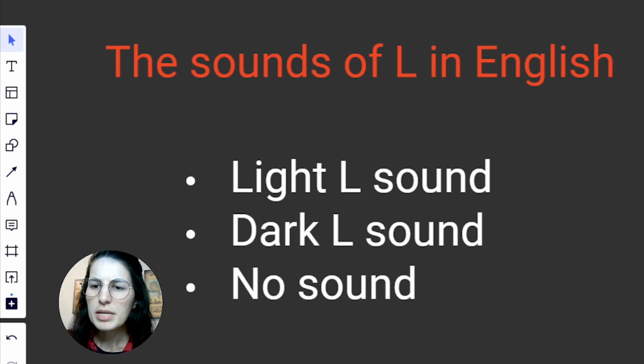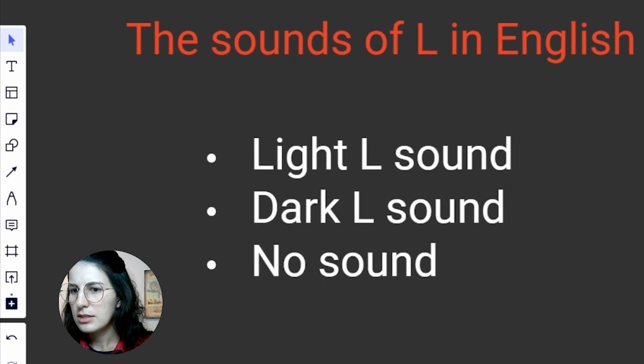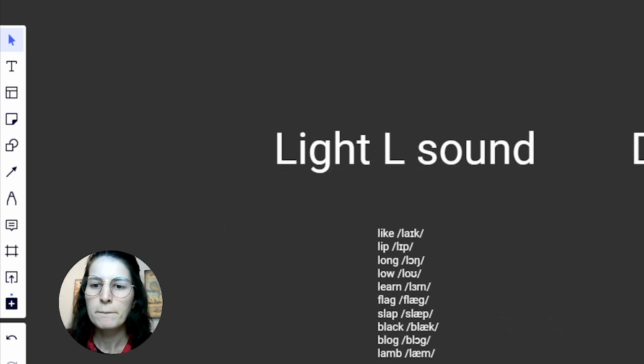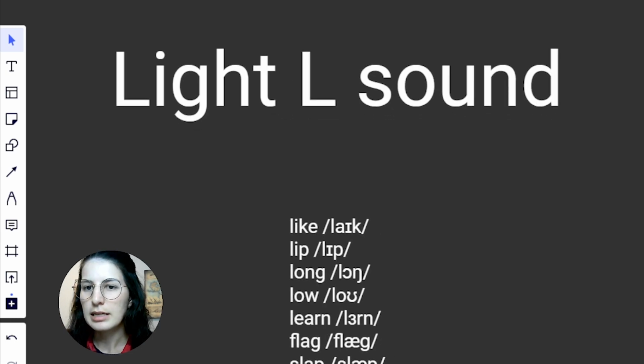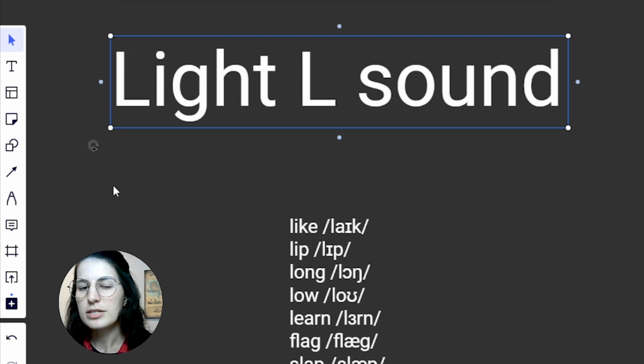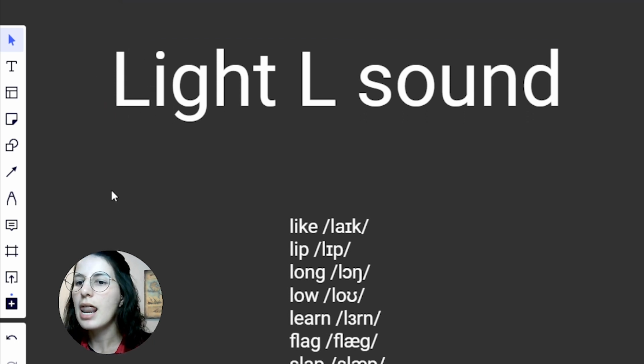So let me give you examples of the easiest one. The easiest one for us, and I say us as in speakers of Brazilian Portuguese, right? So the easiest one for us is the light L sound. The light L sound, it's because it's the sound we pronounce when we say the word light. So as you can see, it's this la, la.